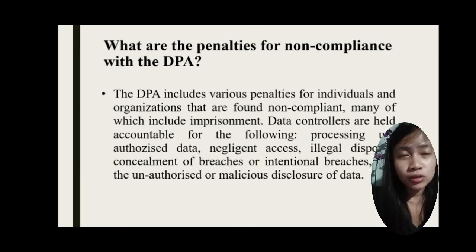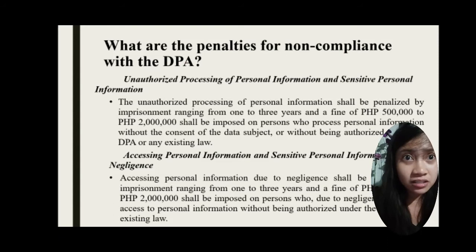Now let's jump on to the last topic: what are the penalties for non-compliance with the DPA? The DPA includes various penalties for individuals and organizations that are found non-compliant, many of which include imprisonment. Data controllers are held accountable for the following: first is the processing of unauthorized data, negligent access, illegal disposal, concealment of breaches or intentional breaches, and the unauthorized or malicious disclosure of data. So here are the penalties to be given.